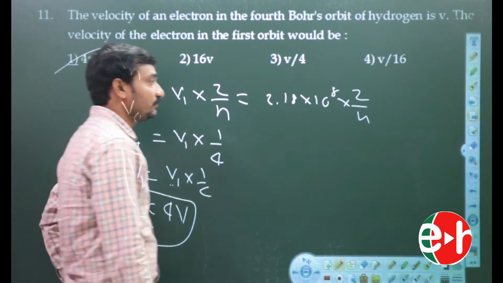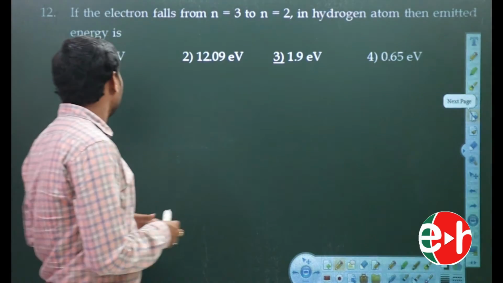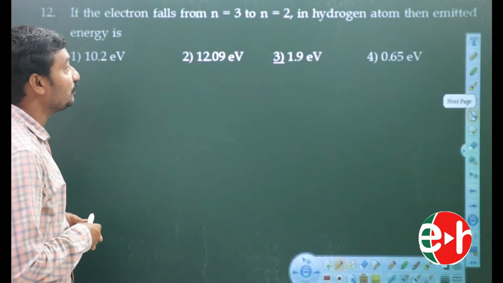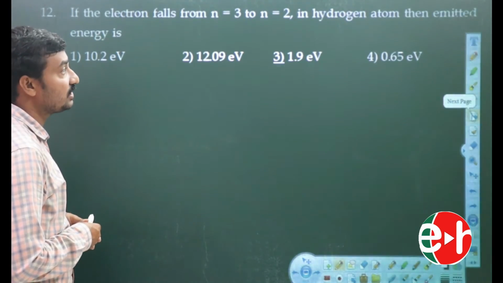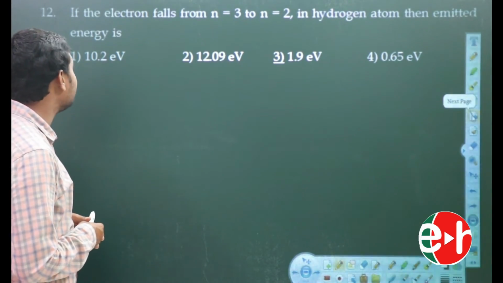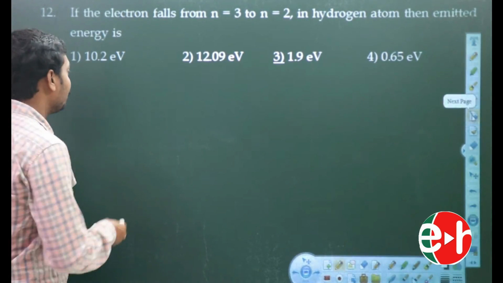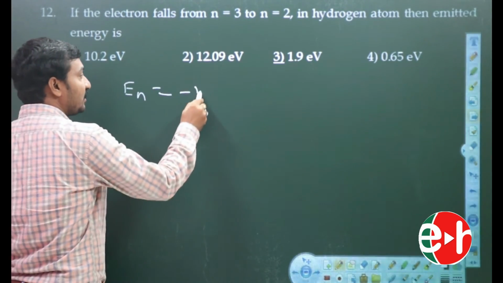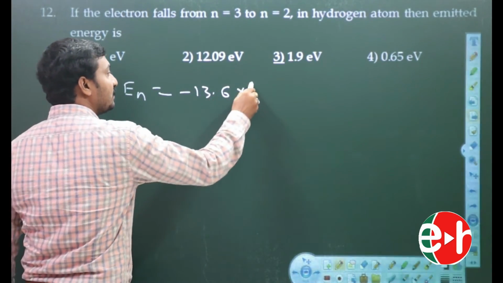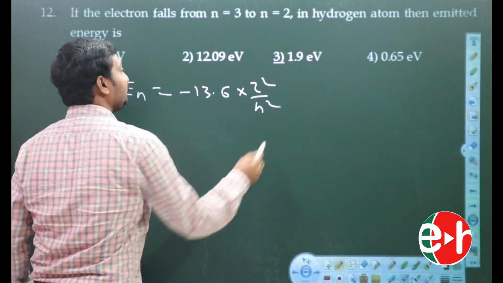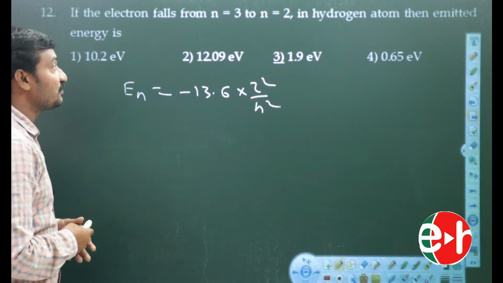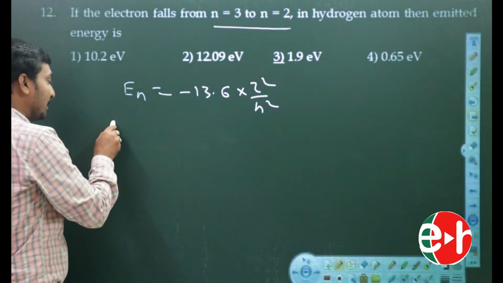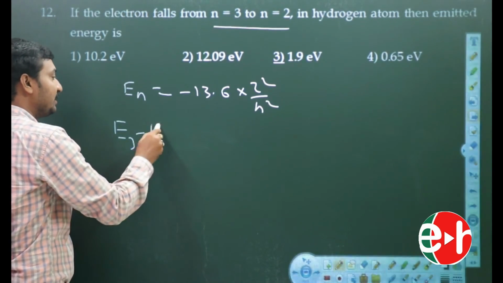Okay. Next one. See this. If the electron falls from n is equal to 3 to n is equal to 2 in a hydrogen atom, then the emitted energy is, okay, we know En is equal to minus 13.6 into Z square by N square. Now the electron jumps from n is equal to 3 to n is equal to 2, that means third orbit to second orbit. So then you can take the difference E3 minus E2.